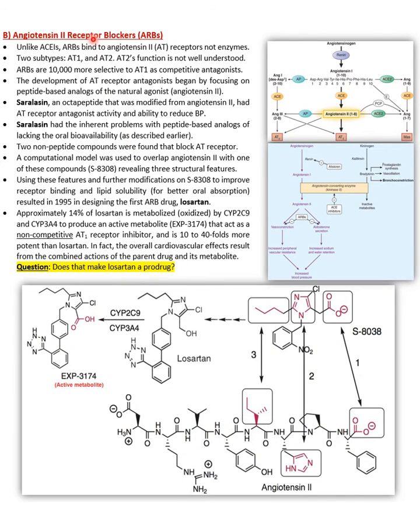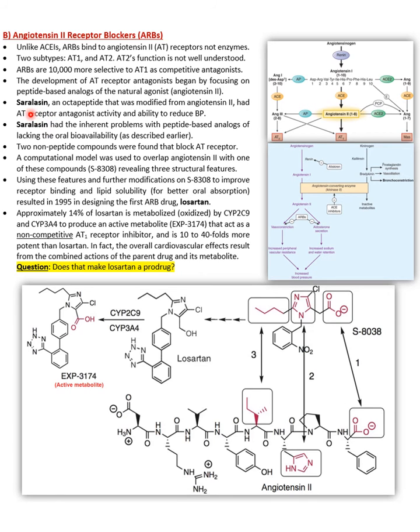Okay. Next, we'll talk about the angiotensin 2 receptor blockers. As I explained earlier, these are compounds that block the receptor instead of inhibiting the enzyme. So they basically compete with angiotensin 2. So in order to design these blockers, we create something that is similar to angiotensin 2.